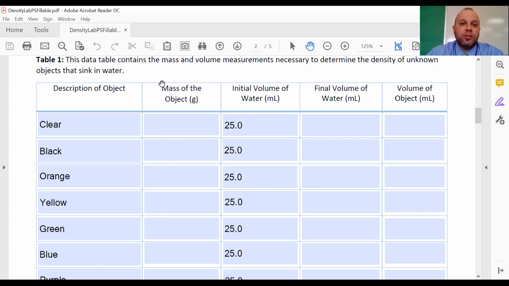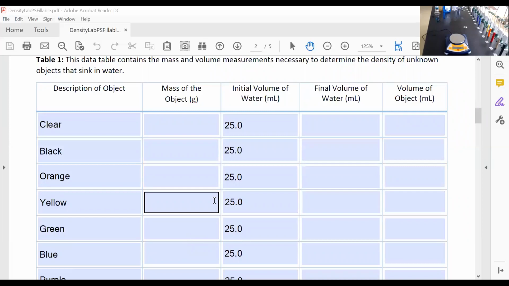And then when we collect our data, we'll be putting in the mass data and the final volume of water data. Now, if you notice, the initial volume of water is already filled in for you. So what I did was I went ahead and filled each of those graduated cylinders that you see at the front of the table with 25 milliliters of water.